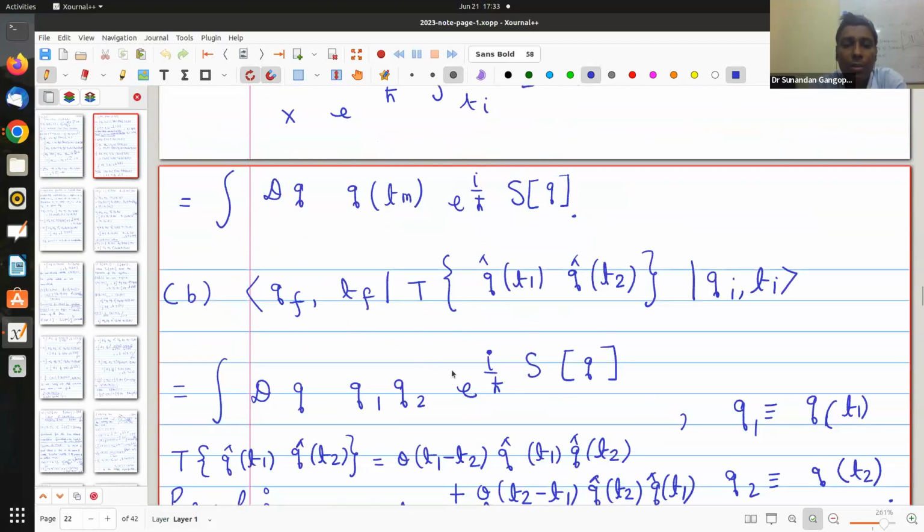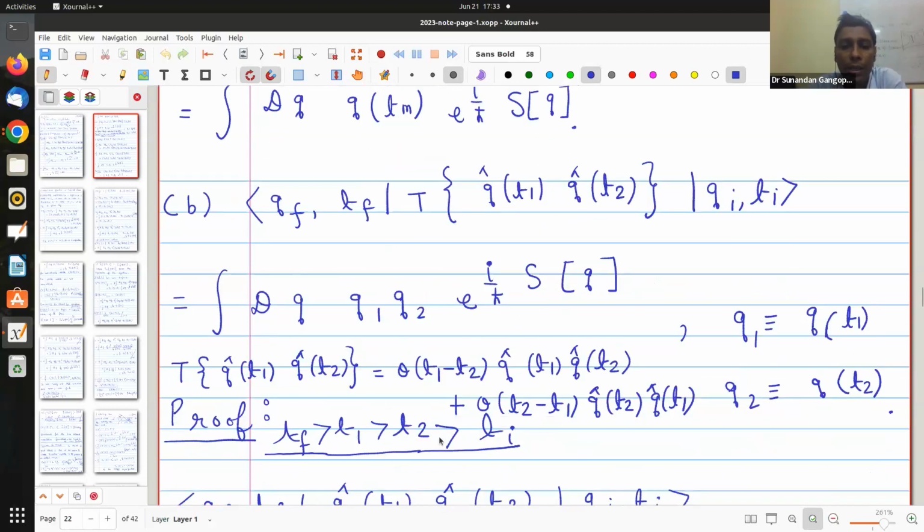The second result was about the matrix element of the time ordered product of two operators, where I defined the time ordering. We have two position operators defined at two different times. The same operators defined at two different times do not commute, and therefore we need to time order properly. The time ordering was defined in this way. What is the matrix element of this time ordered product of two operators between these states? The ket is qi ti and the final state is qf tf.